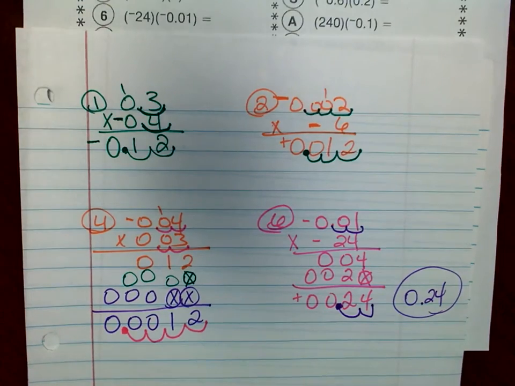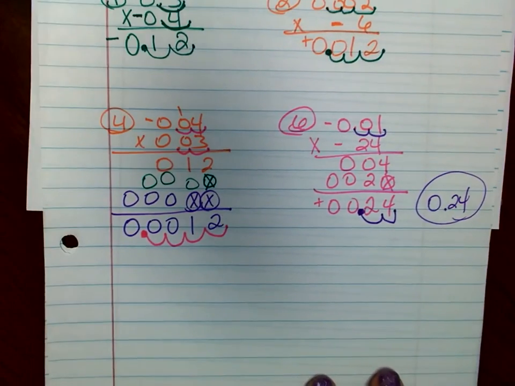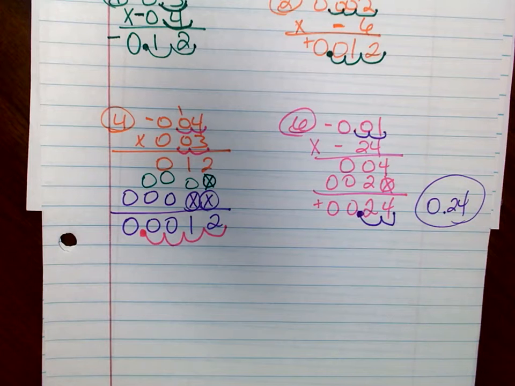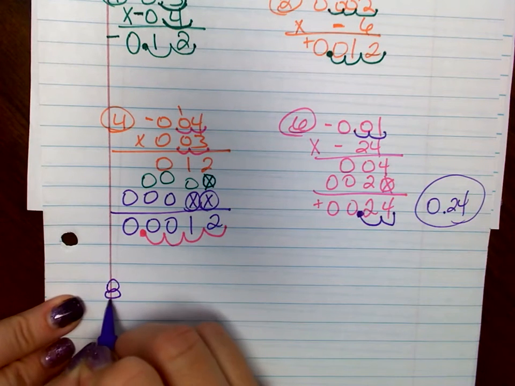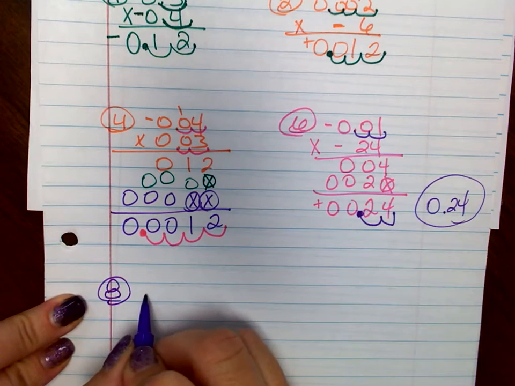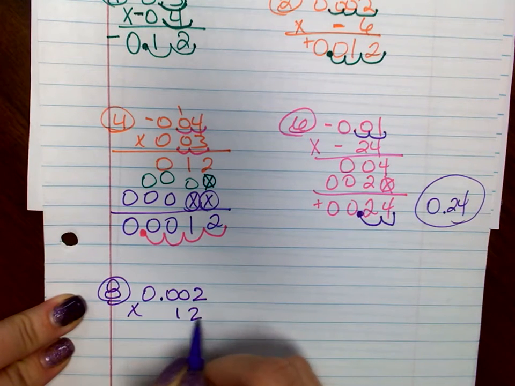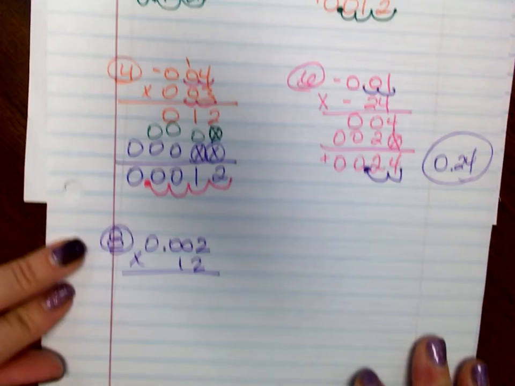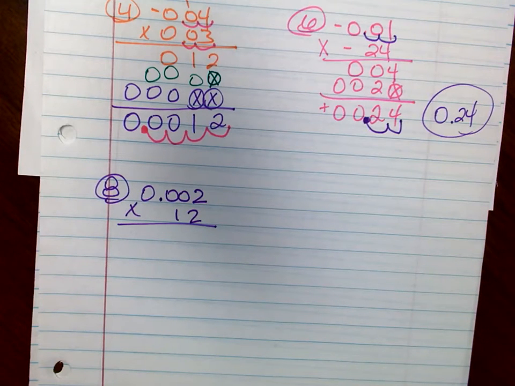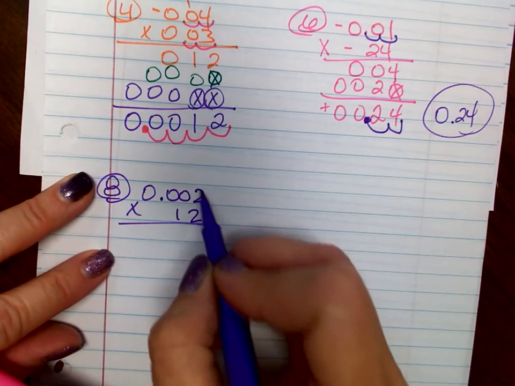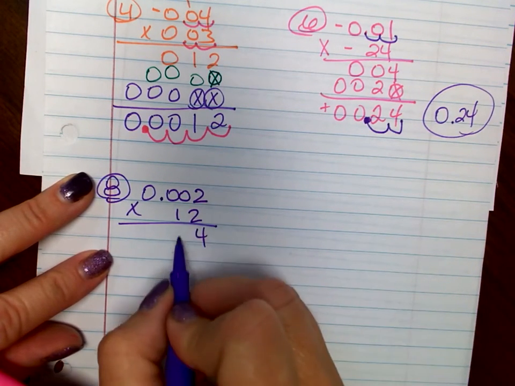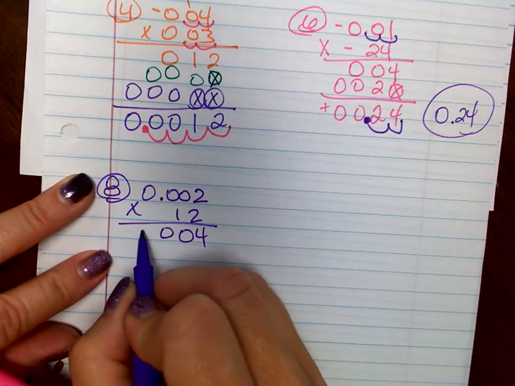Let's look at 8. And I'm going to put my 12 on the bottom. They're both positive, so my end sign is going to be positive. So 2 times 2 is 4. 2 times 0 is 0. 2 times 0 is 0. 2 times 0 is 0.